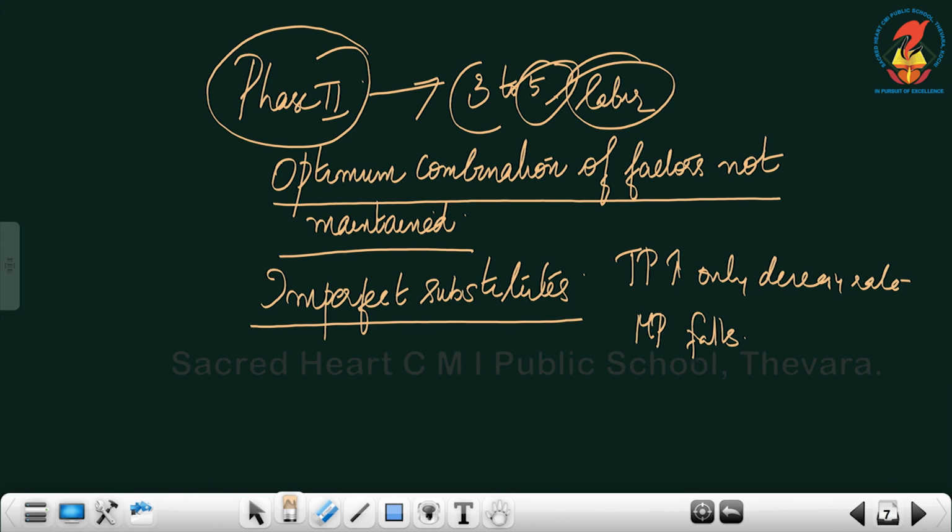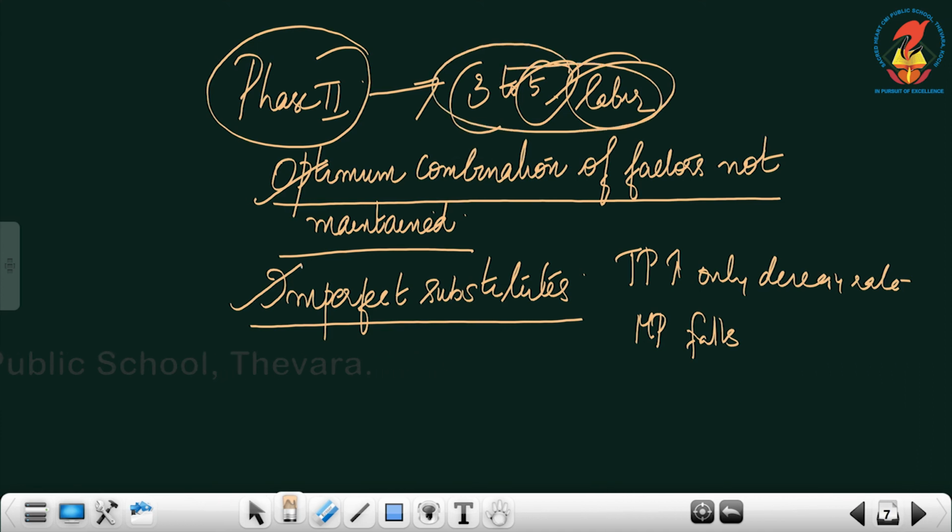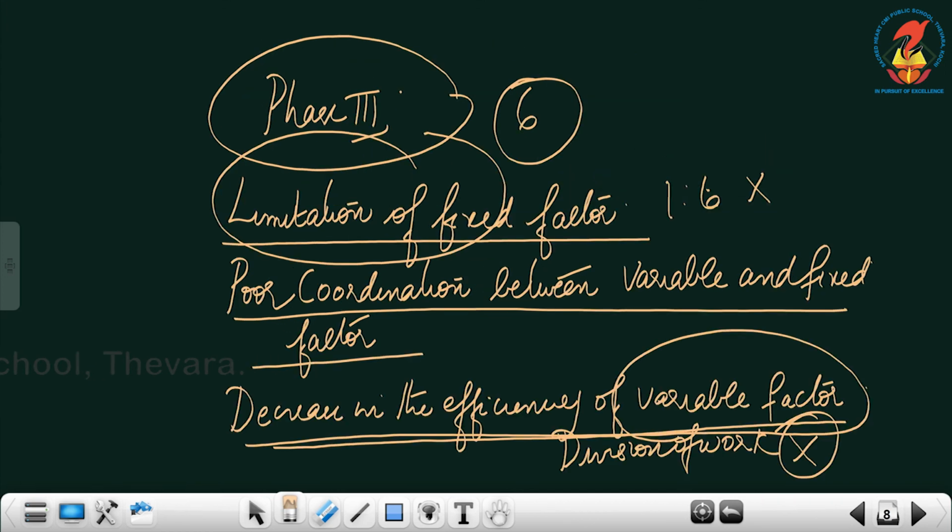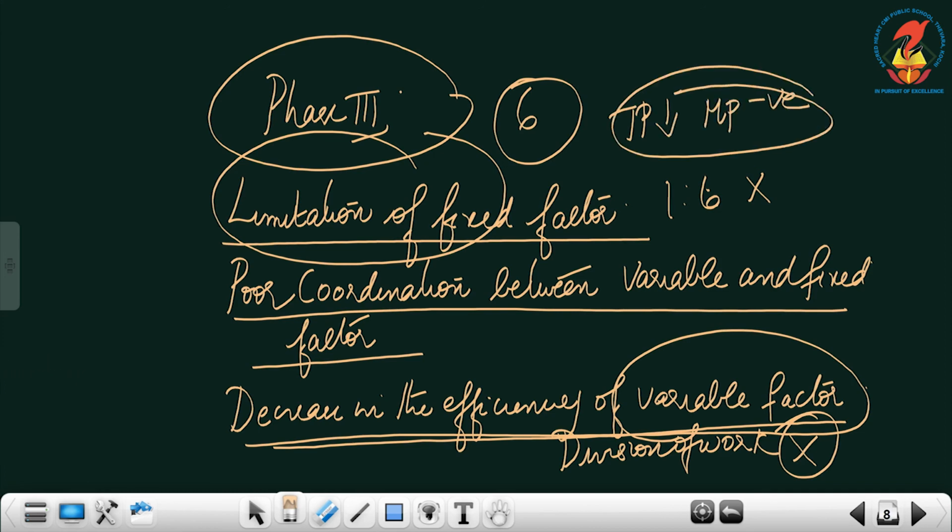What is the reason behind that? The reason is the optimum combination of factors is not maintained. Imperfect substitute. That means 1 machine with 3 to 5 labors is not at all a good combination. Then in the third phase, we can find total productivity falls, marginal productivity becomes negative. What is the reason behind that? Because there is a limitation of the fixed factor. 1:6 is not at all appropriate. Proper coordination between variable and fixed factor will never happen.